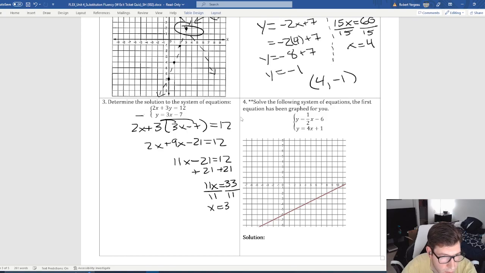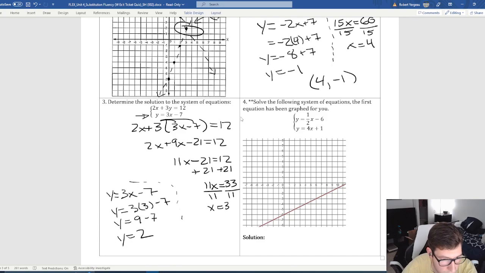Again, go ahead, plug this right into that equation, which is already isolated. y is equal to 3x minus 7. That's the one I'm going to use, which means that y is equal to 3 times 3 minus 7. As we all know, 3 times 3 is going to be 9 minus 7, which means that y is equal to 2. And once again, I know this is on the left and that's on the right, but let's not accidentally flip these. My solution is going to be (3, 2).